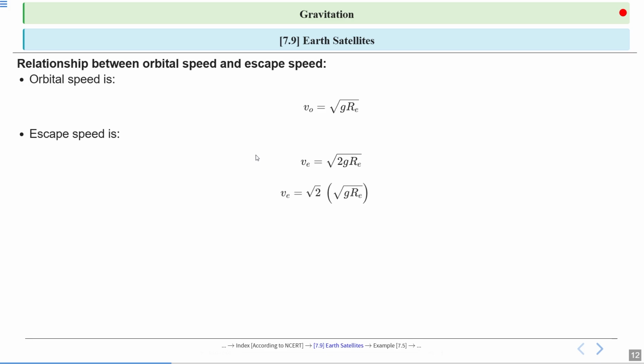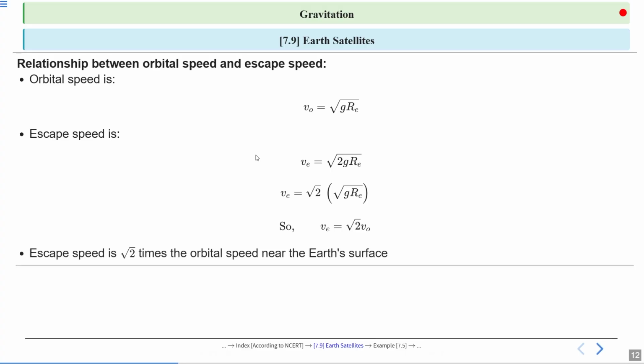So now let's compare these two speeds. We can express escape speed as ve = √2 × √(gRe). So ve = √2 × v₀. Escape speed is root 2 times the orbital speed near the Earth's surface.